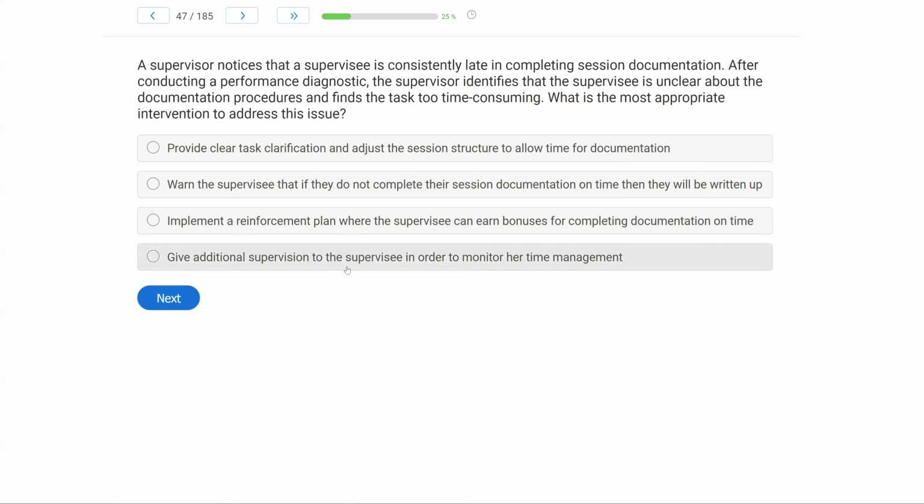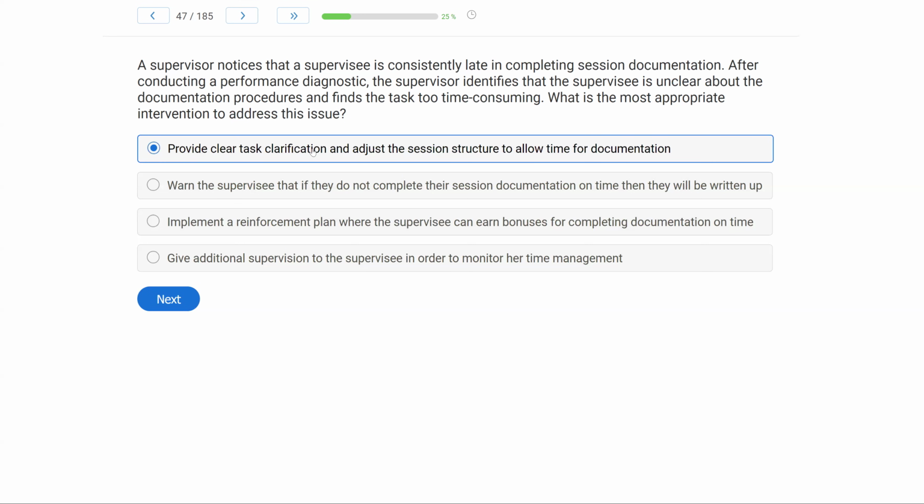No. And then D, give additional supervision to the supervisee in order to monitor her time management. That might help with the too time-consuming problem, but it still doesn't help with the clarity issue. So what addresses both issues is A, clear task clarification and adjusting session structure to allow time for documentation.